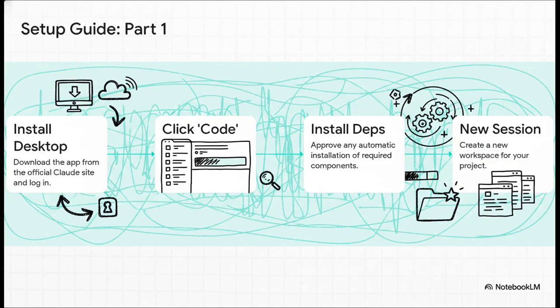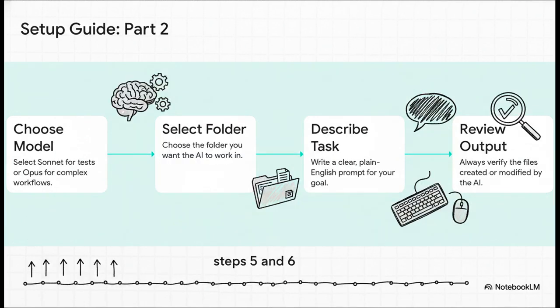Okay, here we go. Part one of the setup is, honestly, a piece of cake. First, you're going to go install the Claude desktop app. Easy enough. Once you open it up, look over on the left-hand side, you'll see a code button. Click that. It might ask you to install some extra stuff, just say yes. Then hit New Session, and boom, you've got your first project workspace. That's it. And now for part two. Once that workspace is open, you're going to choose your AI model, point it to the folder you want it to work in, tell it what to do in plain English, and then just check its work.